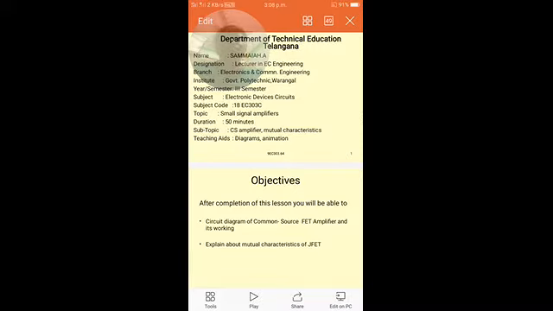Hello students, in this class we are going to study the common source FET amplifier.